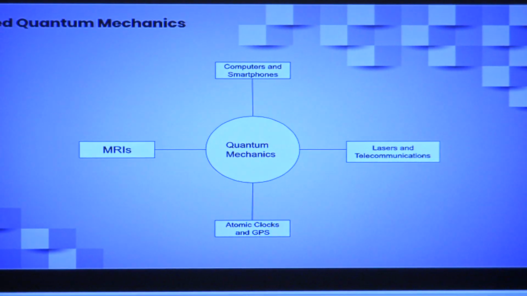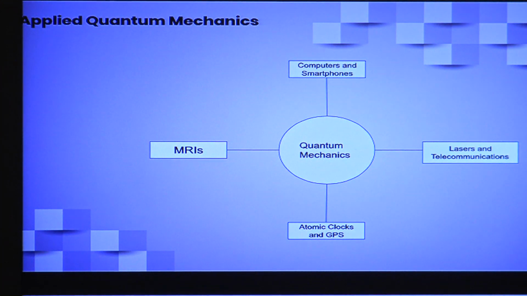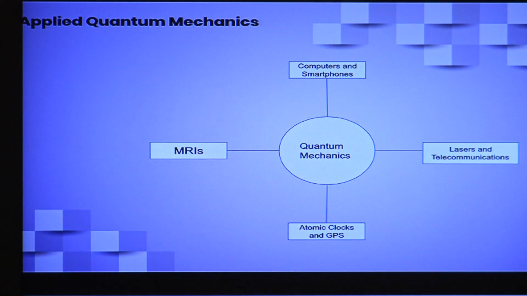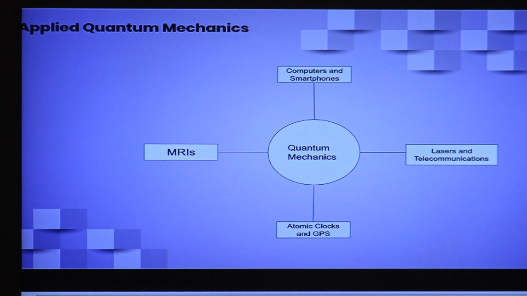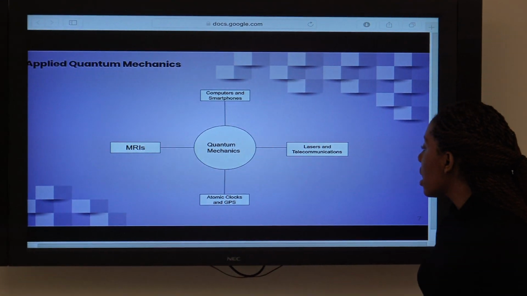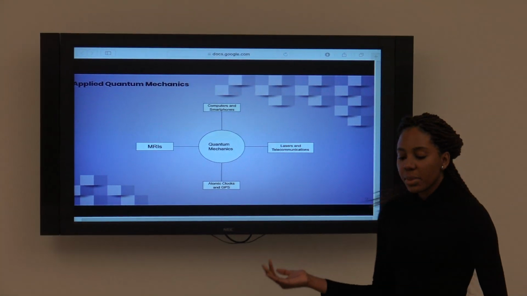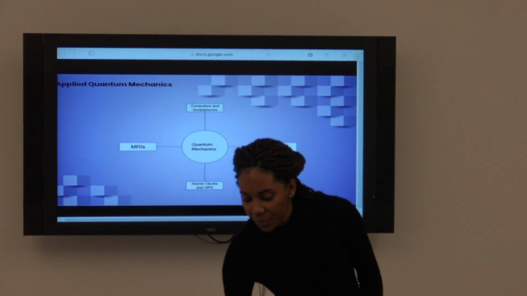There are certain things that we know and use in our day-to-day lives that use the fundamental components of quantum mechanics, like MRIs, lasers and telecommunications, atomic clocks and navigation systems, and of course computers and smartphones.